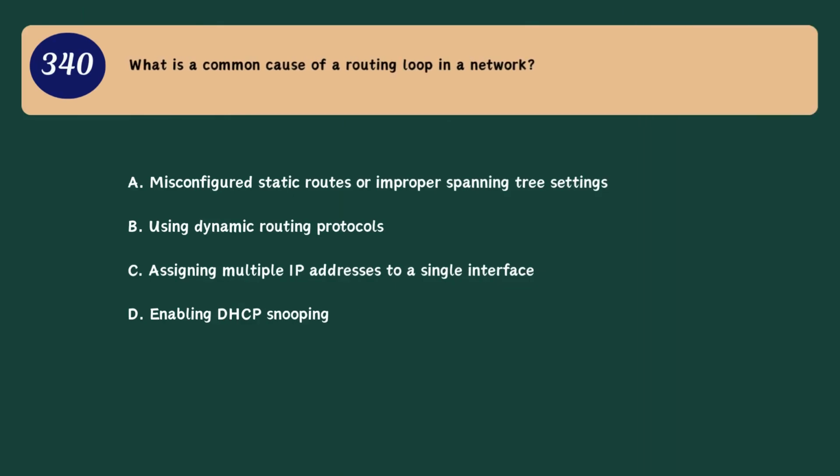Question 340. What is a common cause of a routing loop in a network? A. Misconfigured static routes or improper spanning tree settings. B. Using dynamic routing protocols. C. Assigning multiple IP addresses to a single interface. D. Enabling DHCP snooping.